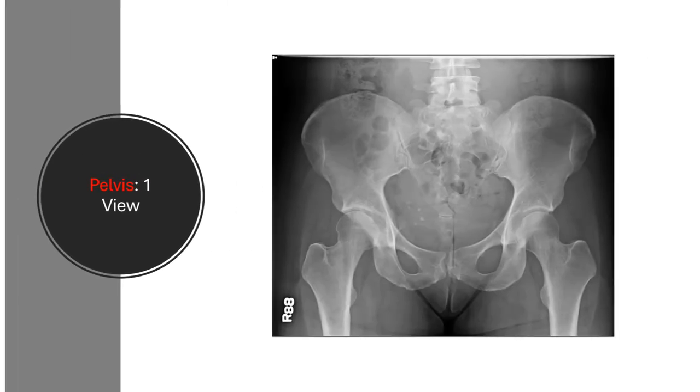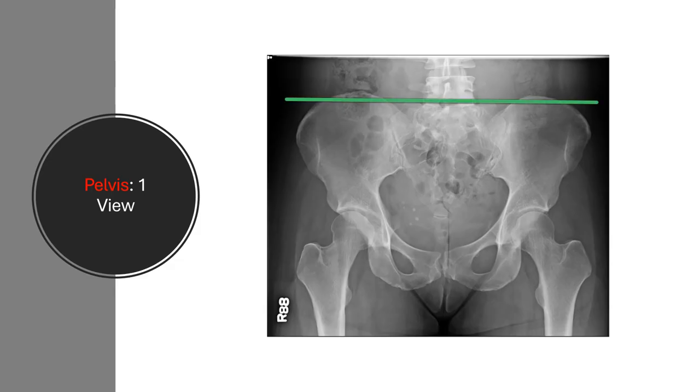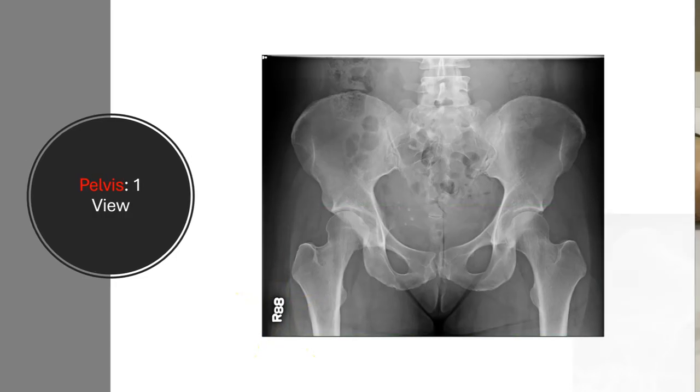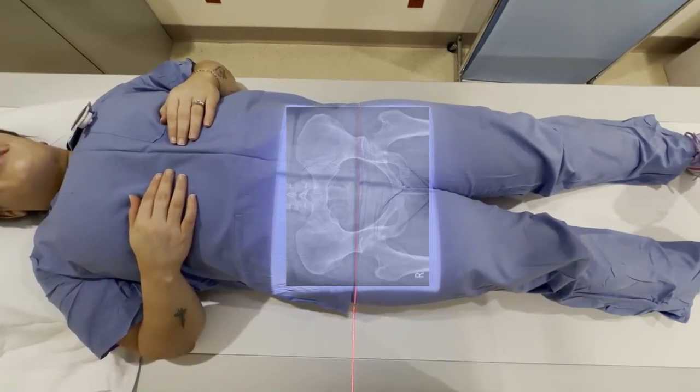Here's a good example of a pelvis x-ray. We have our iliac crest at the top of our image receptor, proximal third of the femurs at the bottom. Good marker placement here out of the anatomy of interest. This is what it should look like when you got your patient on the table.